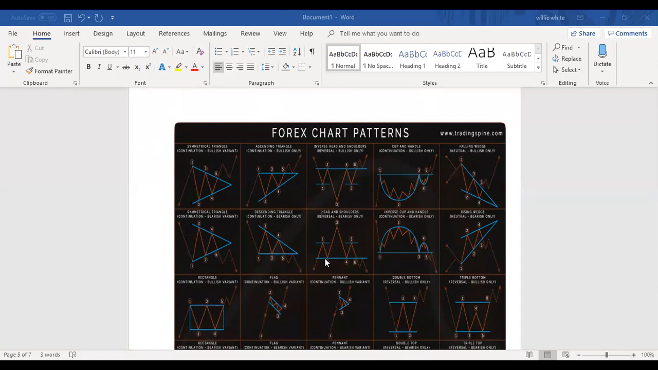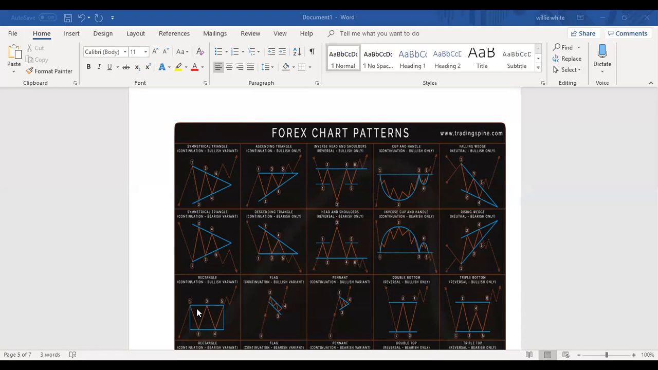That's one of my favorite patterns. It's not really showing a specific bat or crab pattern, but it is a pattern that I like to use. Head and shoulders always gives me a great return.